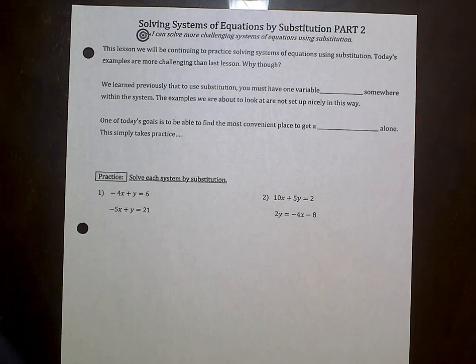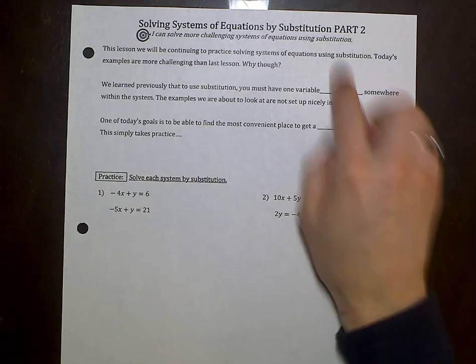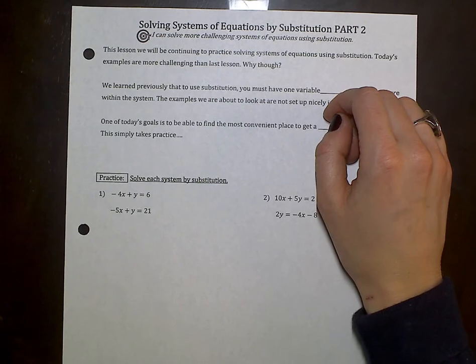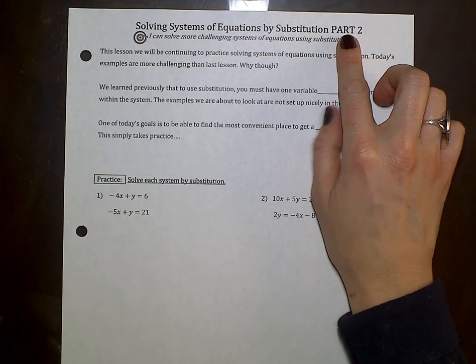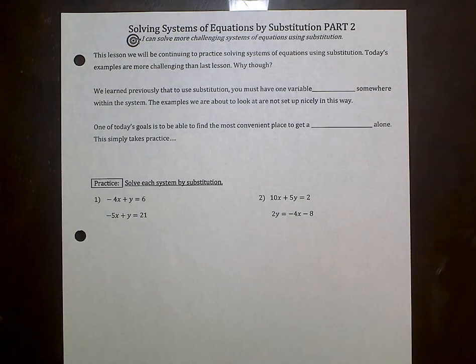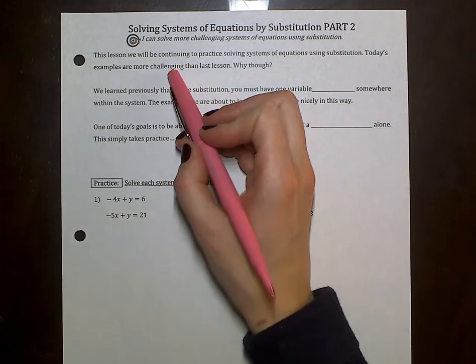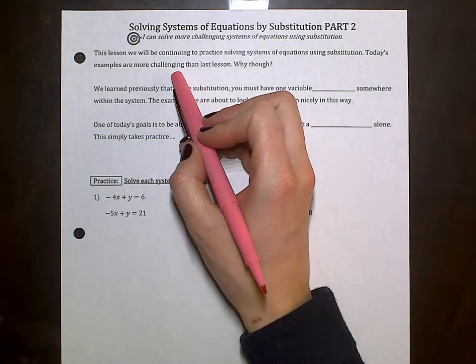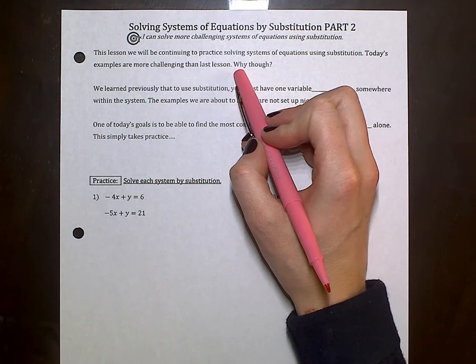This lesson, we're going to be continuing talking about substitution as a method for solving systems, except this time this is part 2. So why is it called part 2? Well, last time, those examples are now considered the basic, I guess we'll say easier substitution problems. These problems are going to be much more challenging than last lesson. But why are they more challenging?